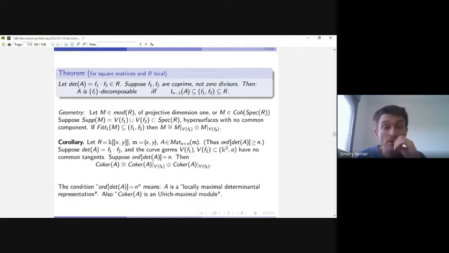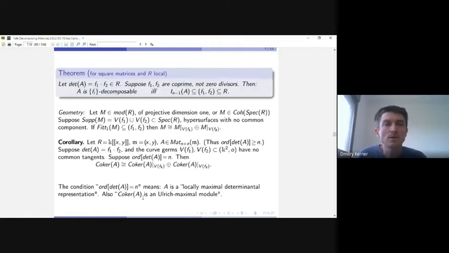Now, this condition that the order of the determinant is n, as one would expect, it is classically known. It has been used in various areas, and it has many different names. In the area of determinantal representations, the condition is called locally maximal determinantal representation. In commutative algebra, one says that the co-kernel, this module, is an Ulrich maximal module. Yes, and usually these are the modules which people study first. They are in some sense the simplest ones, or the most important.